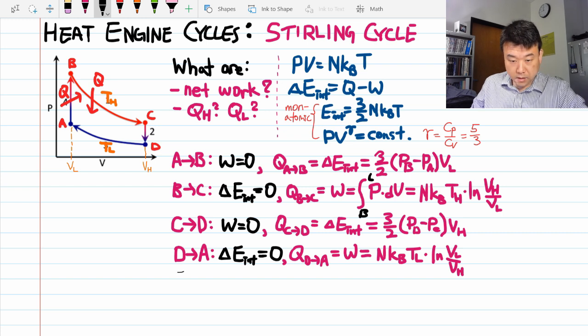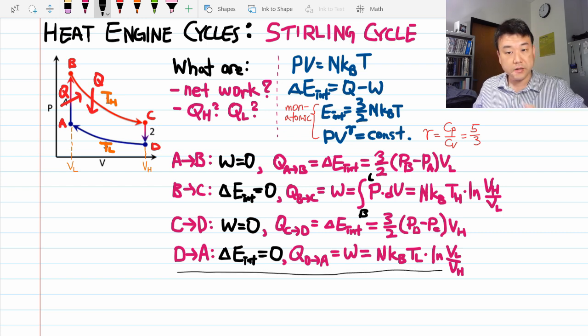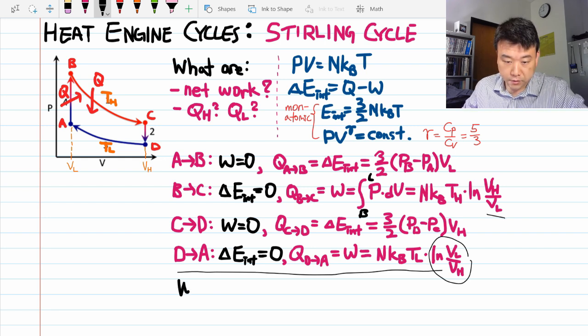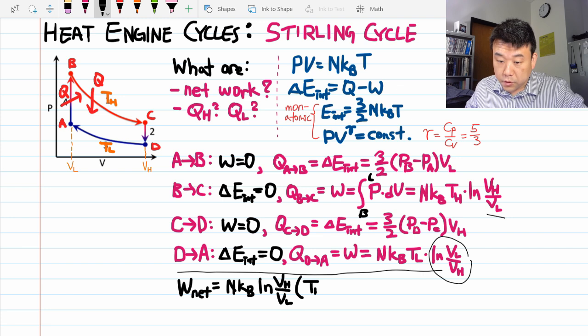Alright, that's it. Let's write down the net work and the heat transfers and see what we can get from that. So work is only done along the curves BC and DA. Adding those two together, I'm going to use the logarithm algebra to turn this into the same thing as this. You get the following result for net work. If you remember the result from the Carnot cycle, this is the same result as the Carnot cycle result.